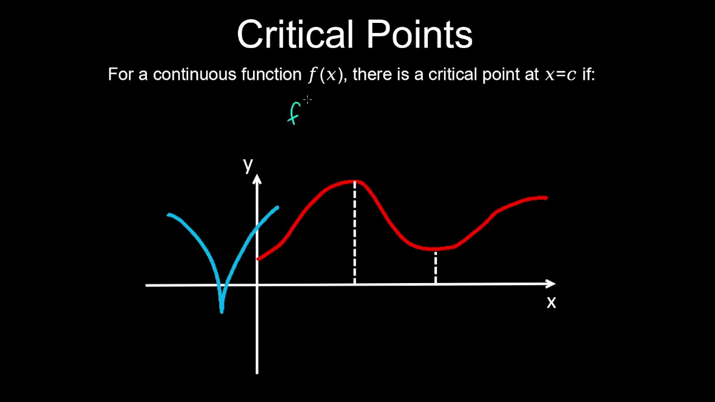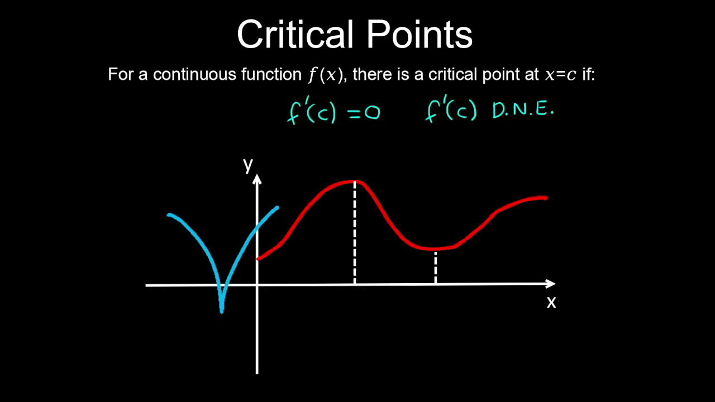For a continuous function f of x, there's a critical point at x equals c if the derivative at c is equal to 0, so we'll have a horizontal tangent, or the derivative is not defined, or does not exist. So in this case we'd have a vertical tangent.